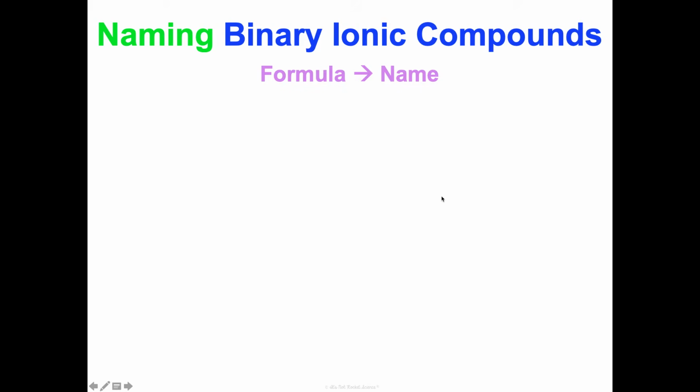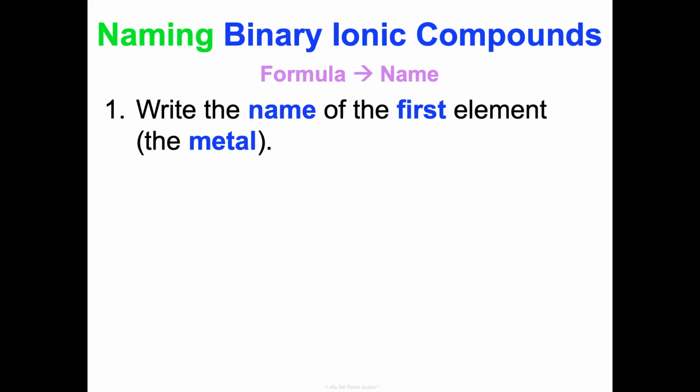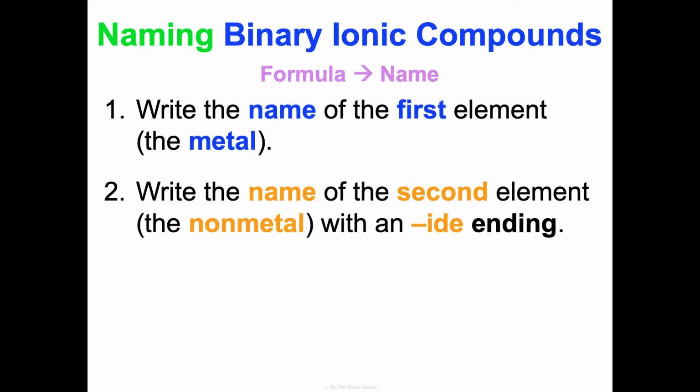Now, the next thing we want to be able to do is go the other way with these binary ionic compounds. If I give you the formula, I want you to be able to tell me the official name, not just say aluminum and chlorine, because that's not actually what it's technically called. Here's how you do this, and this is actually a lot easier. First, you write the name of the first element, which is typically your metal. Then you write the name of the second element, the nonmetal, and you just add an IDE ending. That's it.